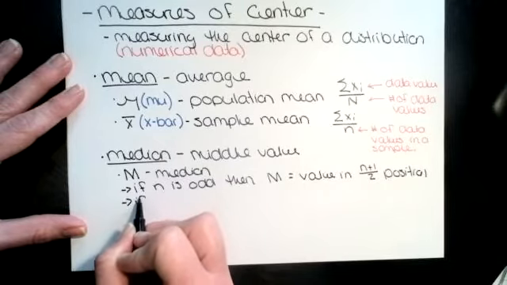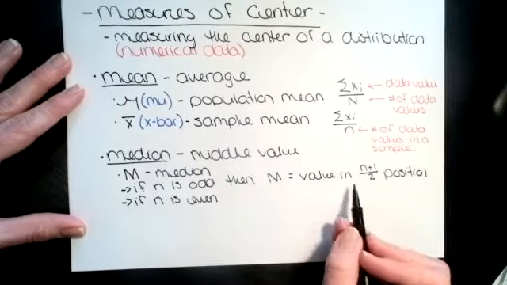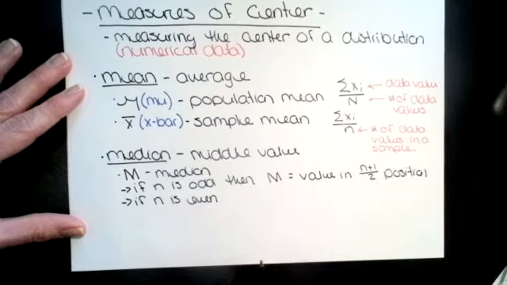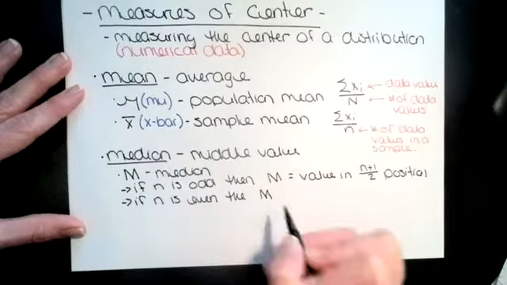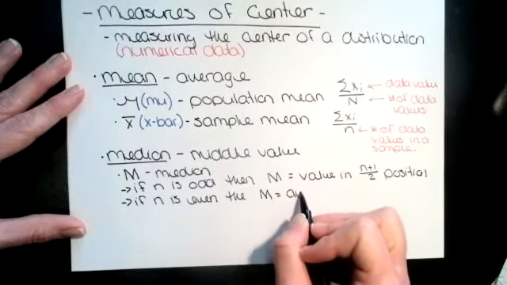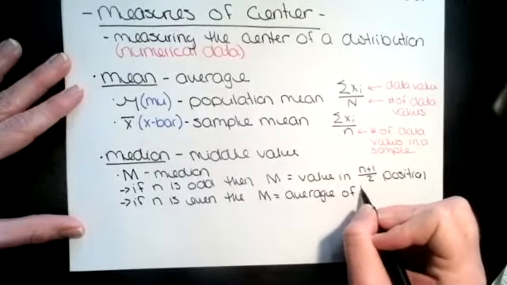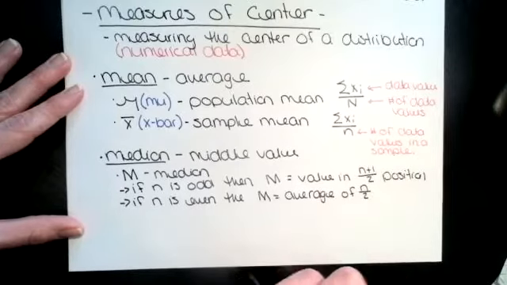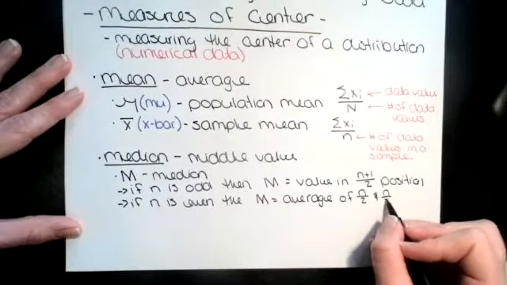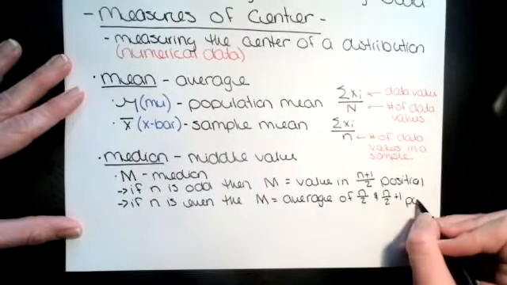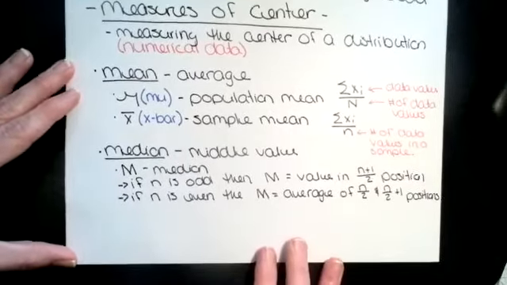And then the other scenario is if n is even, because in one scenario we actually have a middle value and in the other scenario we don't. We have two middle values. So if n is even, then the median, capital M, is equal to the average of those two middle values. So it's the n divided by 2 position and n divided by 2 plus 1. And we're going to go through an example so you can see what I mean.